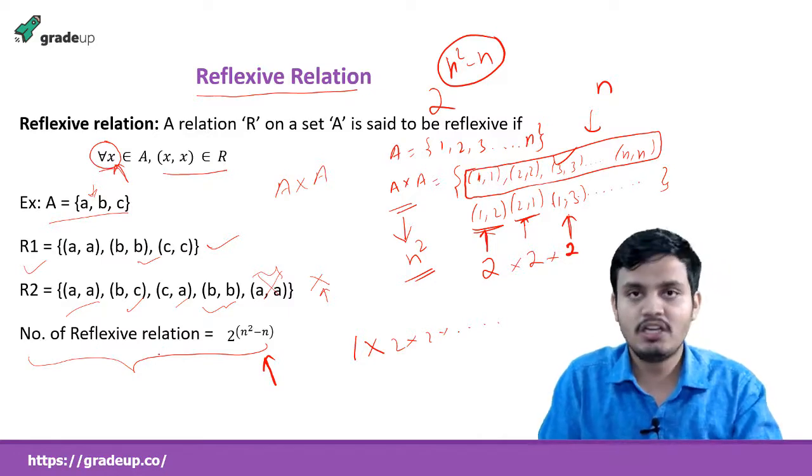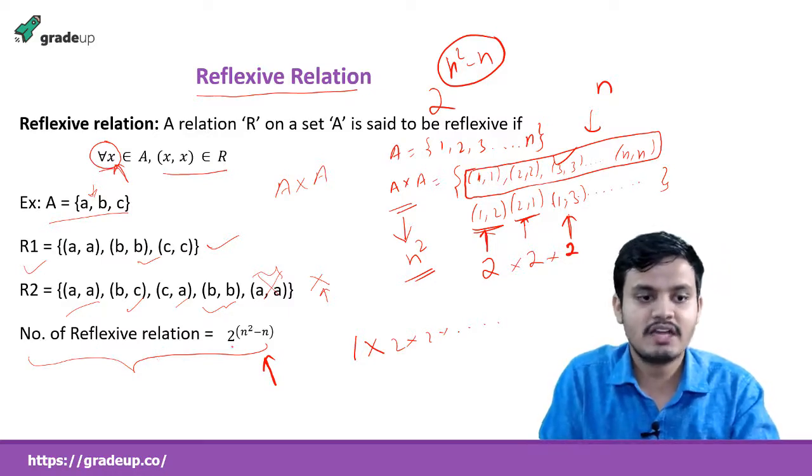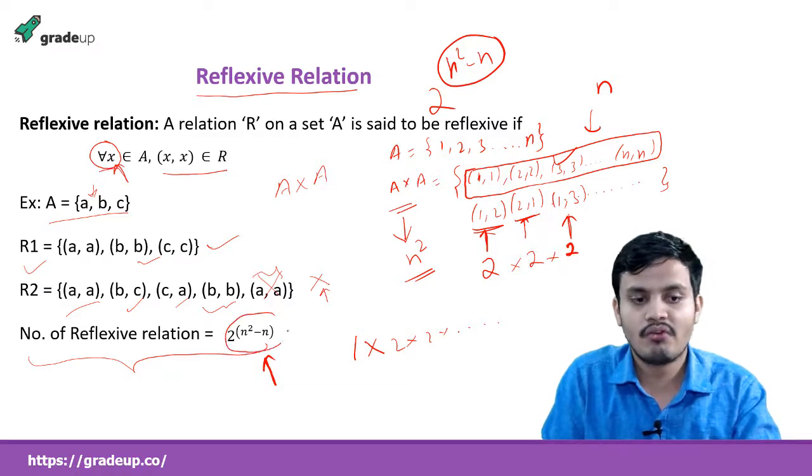So you understand how many reflexive relations there are. Understand this because it is important. Number of reflexive relations.